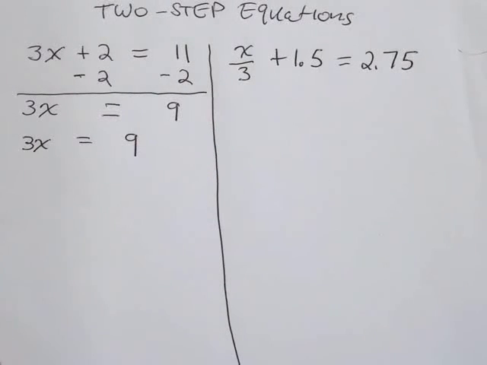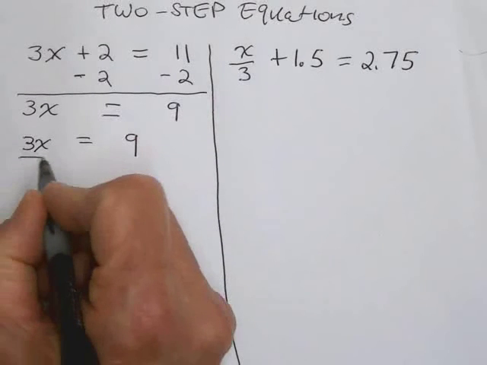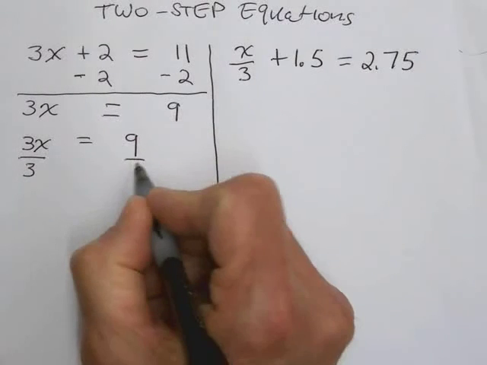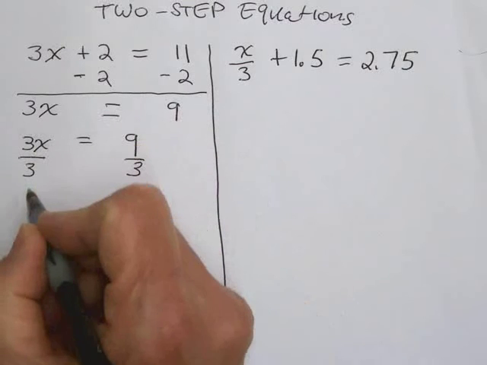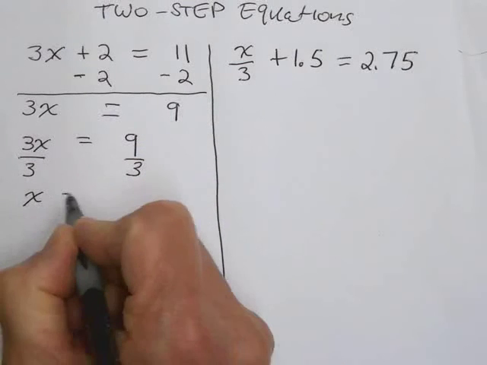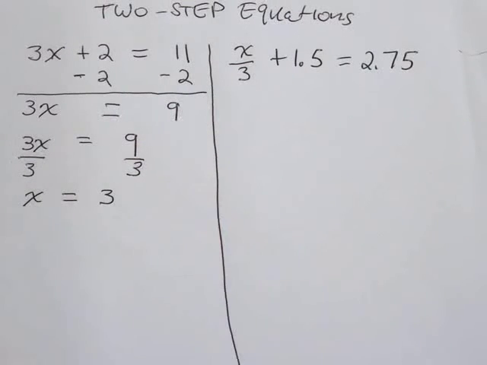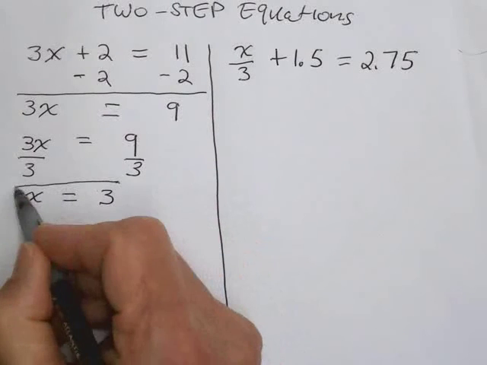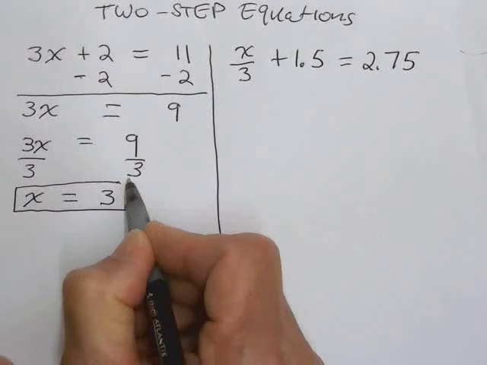Now I need to isolate my variable. How am I going to do that? I'm going to divide both sides by 3. And of course, my 3's are going to simplify, and I'm going to have x equals 3. So that's my answer. Once again, remember, you're solving equations, box those answers.